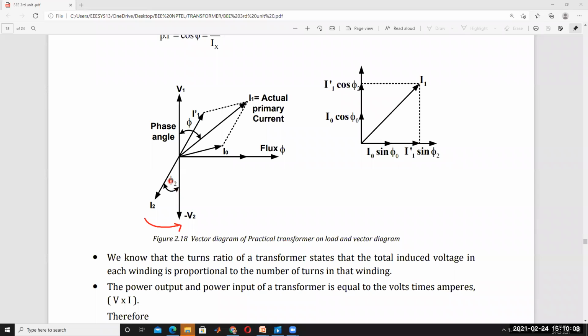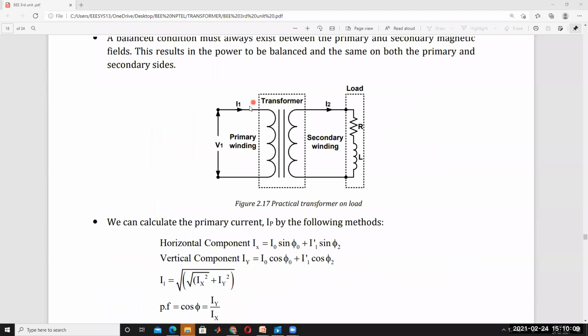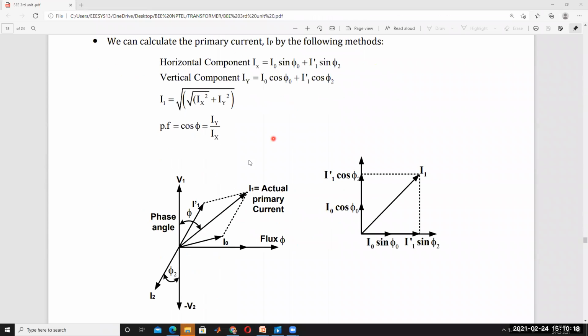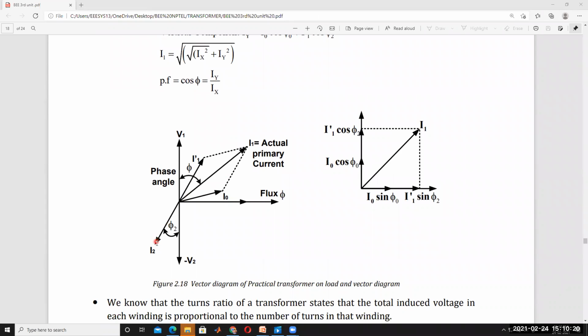You know well, from the transformer, the I2 load current is proportional to the primary current, but it is exactly in opposition. So the same magnitude of current is produced at the other side because of the load. That is called I1 dash. This I1 dash is because of the load current. Understood? Up to here, V1, V2, E1, E2 and I0 are the same.